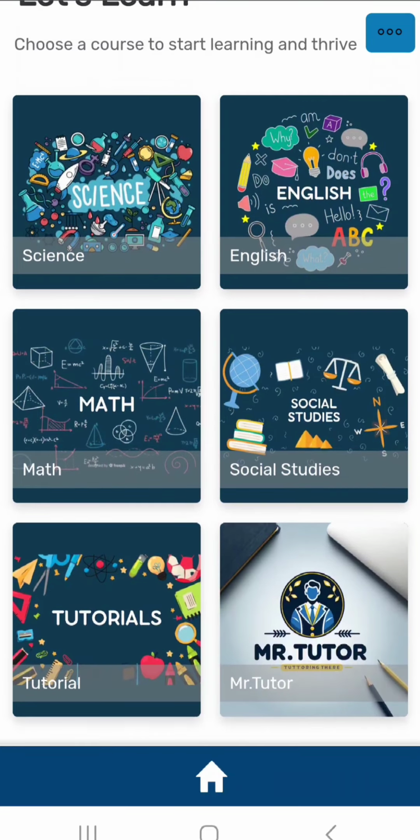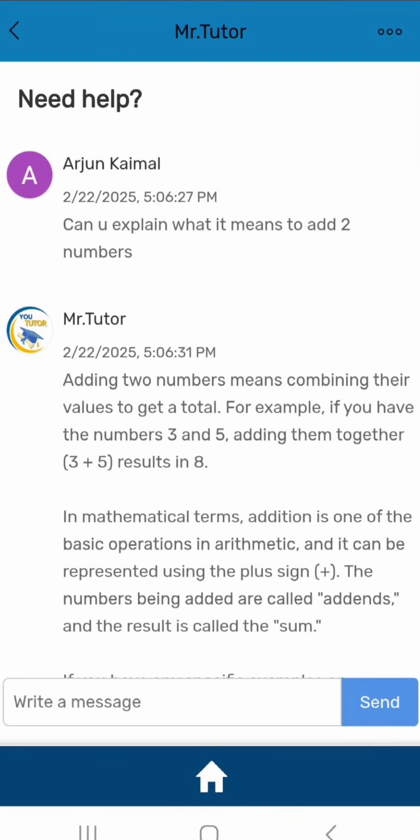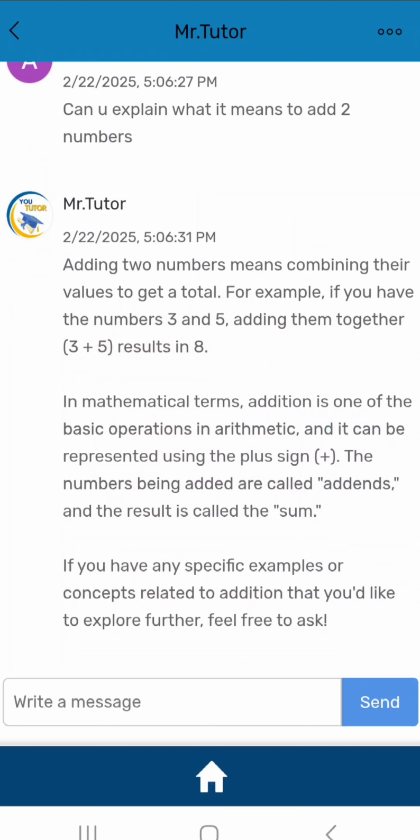For example, I showed you the question I asked Mr. Tutor earlier, and it saved it. For example, here I asked, can you explain what it means to add 2 numbers? And it explained it in a pretty good concept for a third grader to understand.